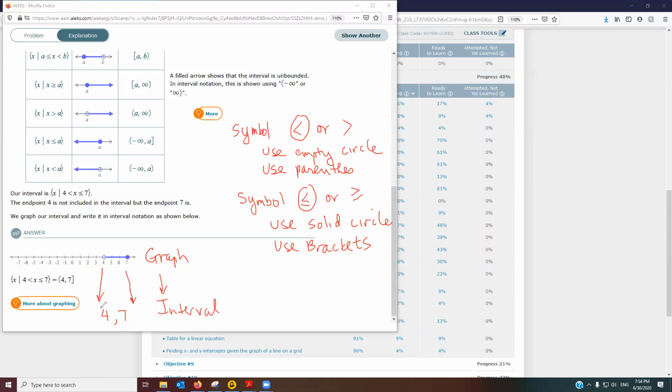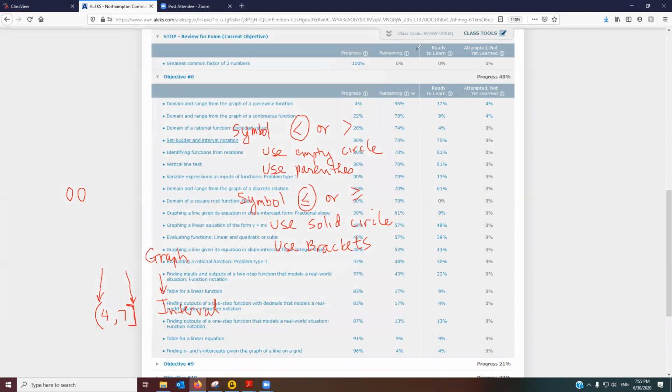So on this 4, I'm putting a parenthesis. And again, the reason I'm doing that is there was a less than symbol with the 4. On the 7, I'm putting a bracket. And the reason I'm doing that is for the 7, it was a less than or equal to symbol. All right. You might remember this from MATH026 if you took that course. All right, well, let's do a couple more examples here.